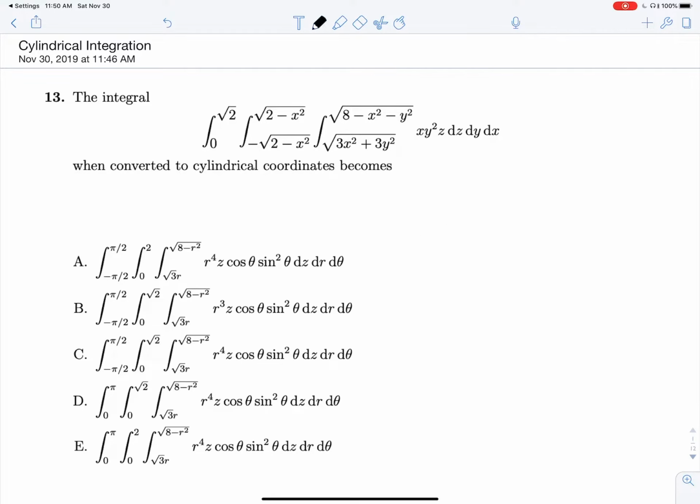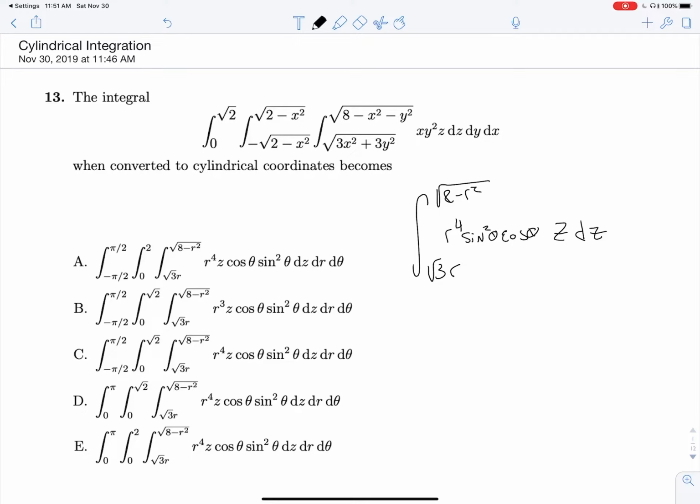So our first integral and our integrand is going to become dz, and that z is going to stay the same because in cylindrical coordinates z is just z, but our bounds are going to change. This is going to become root 3r, and on top we're going to get root 8 minus r squared, and then in our integrand we're going to get r to the fourth sine squared theta cosine theta.